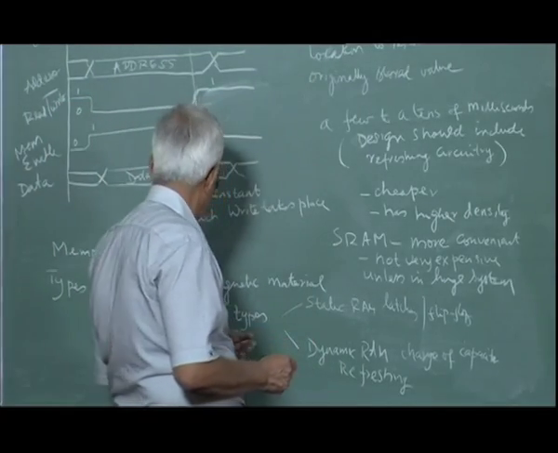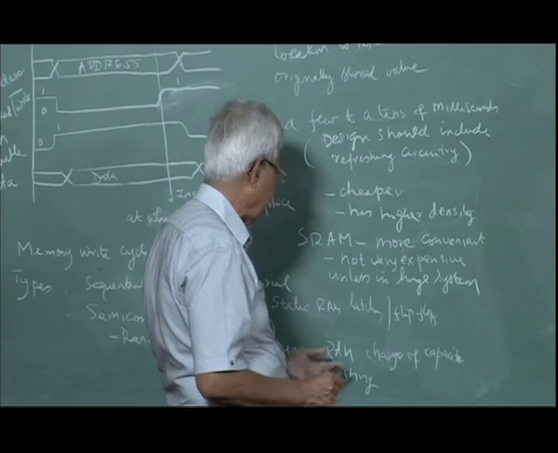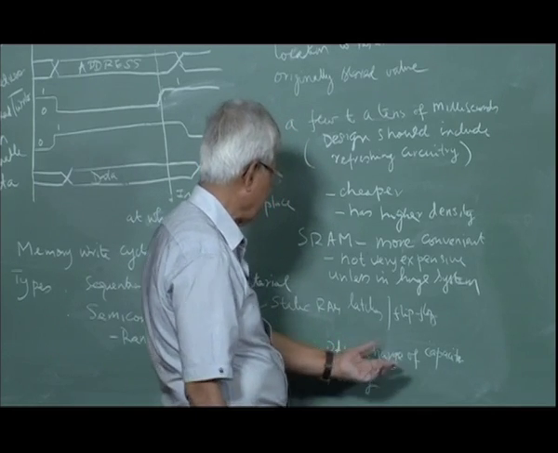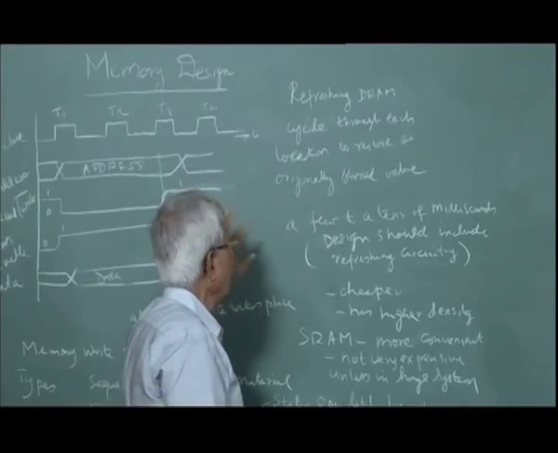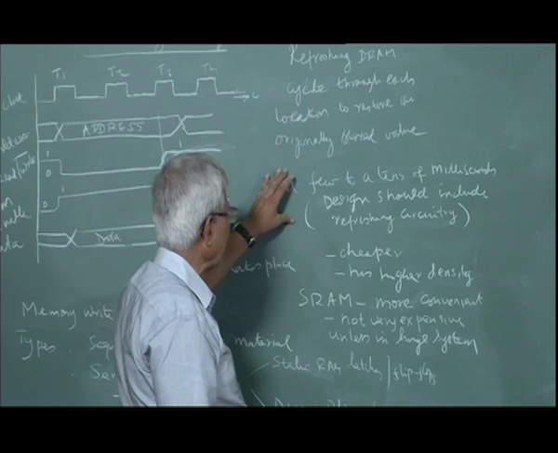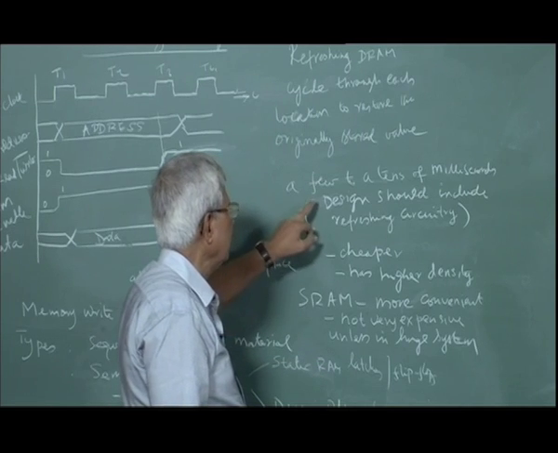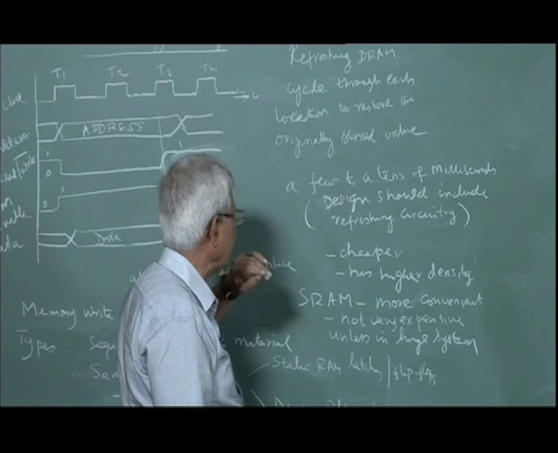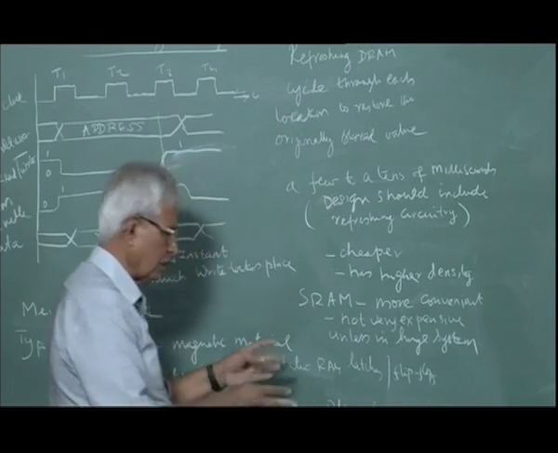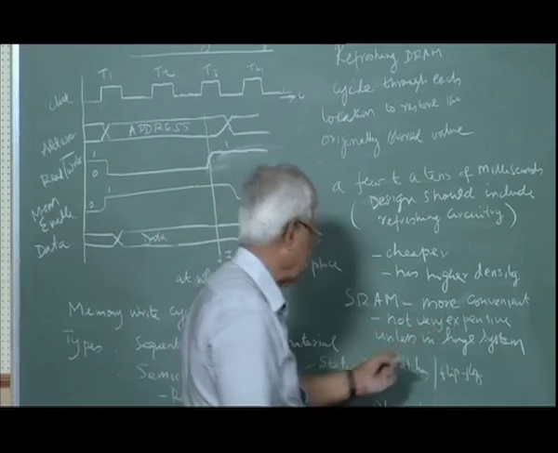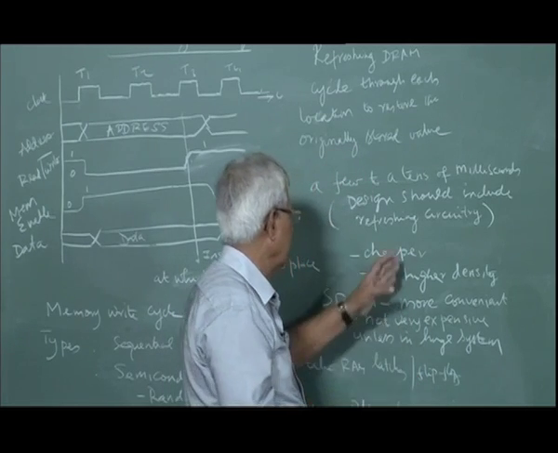And there are two types of semiconductor memories. One is static RAM, the other is dynamic RAM. Static RAM uses latches and flip-flops. Dynamic RAM uses capacitor charge storage, but the capacitor being a leaky device, you have to keep refreshing it by cycling through all the locations each time. It depends on the technology today, a few milliseconds to a few tens of milliseconds. Design should include refreshing circuitry, so design is a little complicated, but it is cheaper and has higher density. That is why we use it. But SRAM is straightforward, easy to use, more convenient, not very expensive because memory prices have fallen, but if you want very huge system memory, you will go for DRAM.